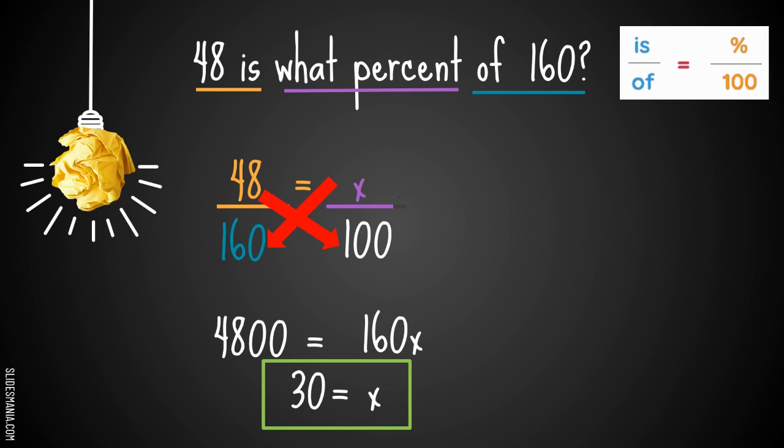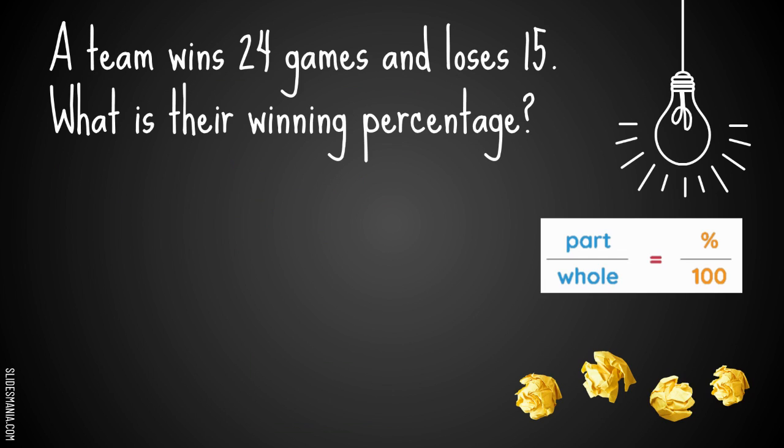Okay, one last problem. Here we use the same equation, but now you have the words part and whole, parte y total. It's the same thing as is and of. A team wins 24 games and loses 15. What is their winning percentage? So the part you are trying to find is the wins. El parte es 24. They win 24.